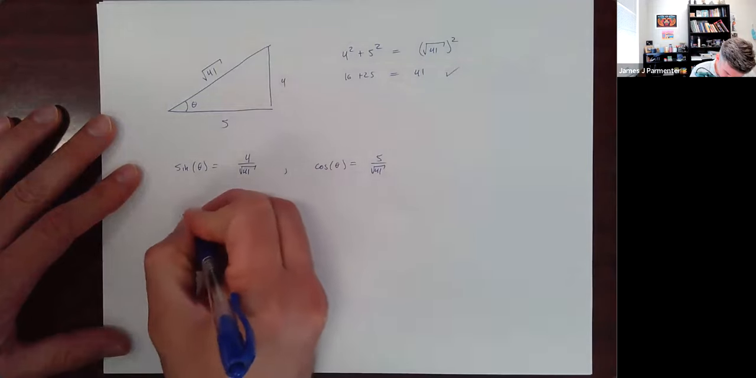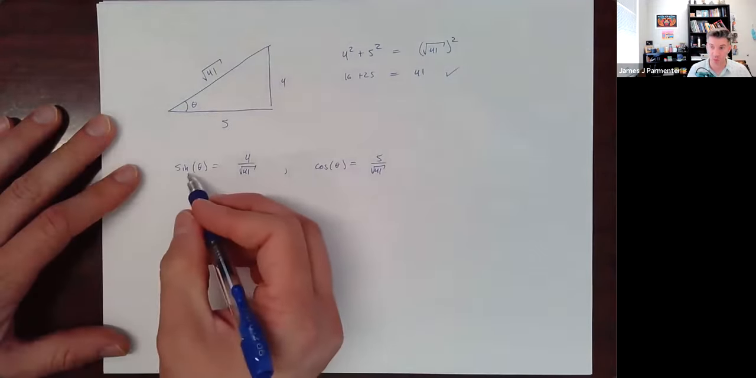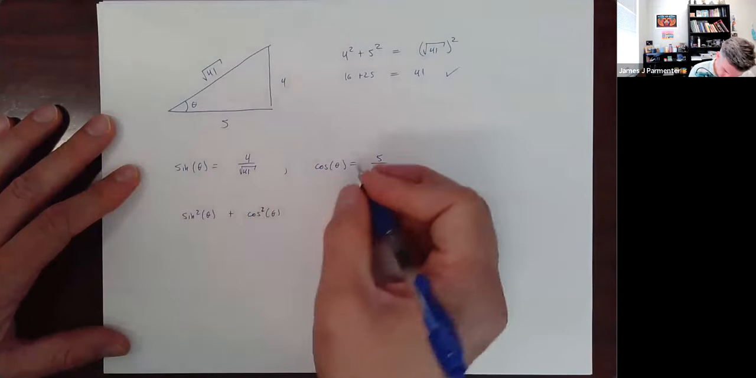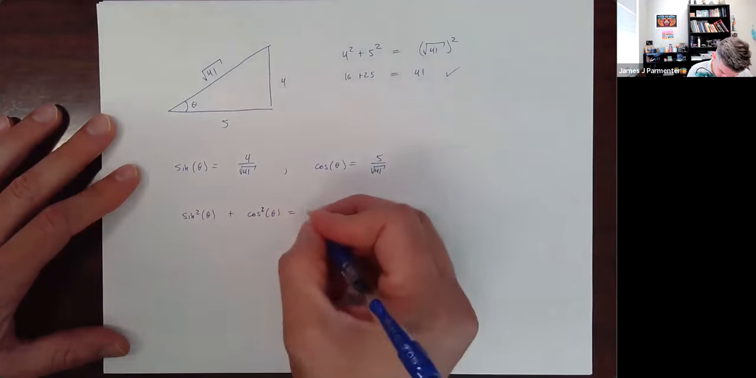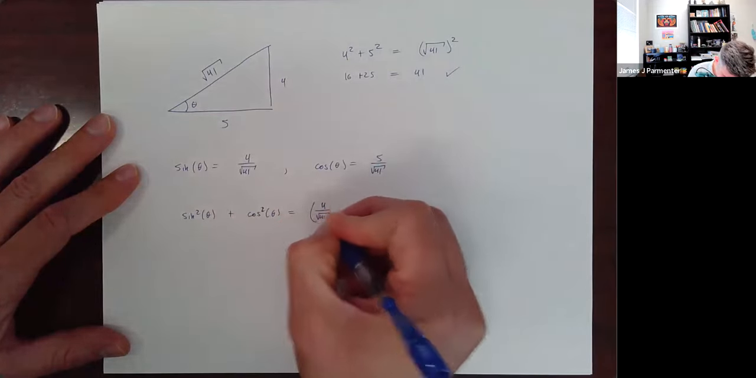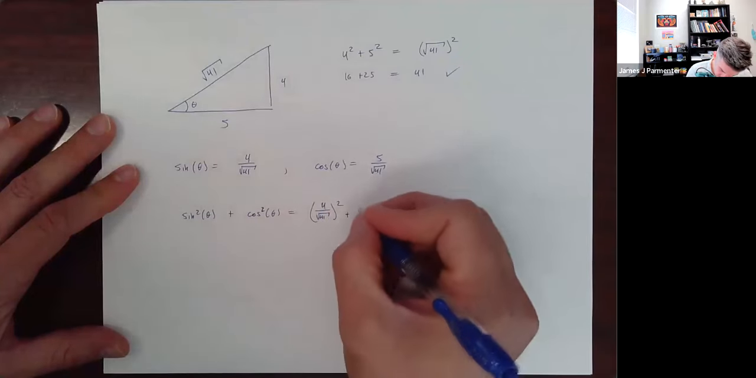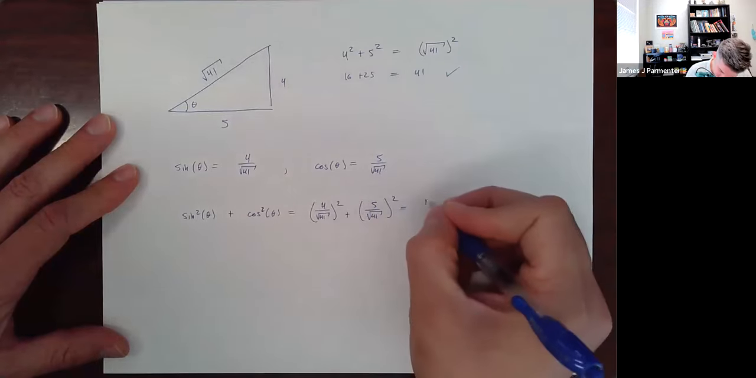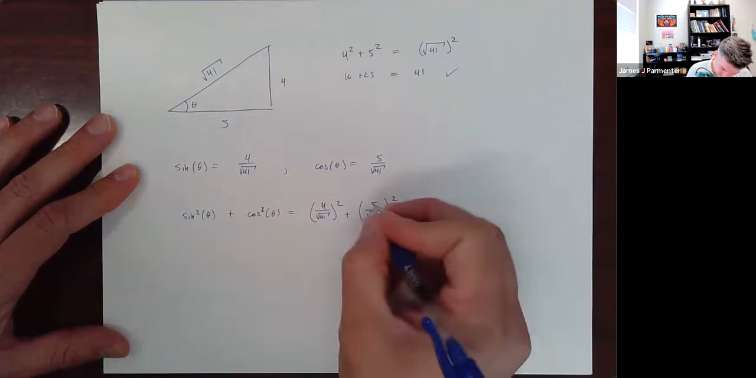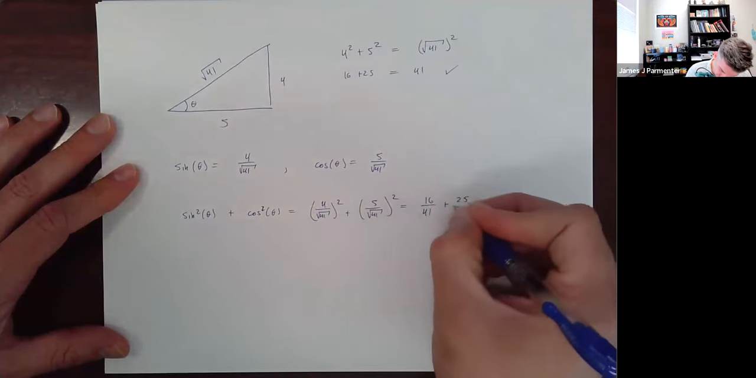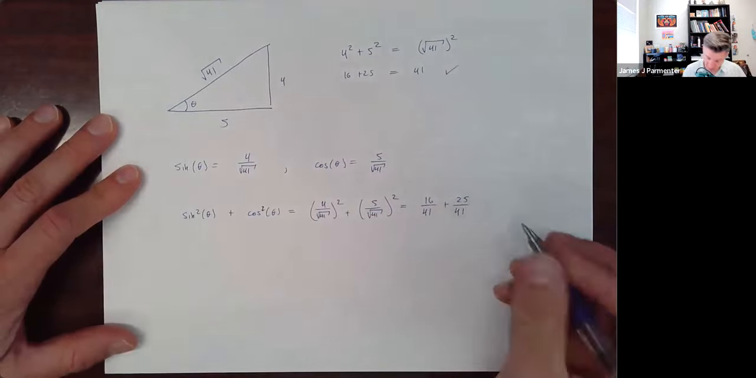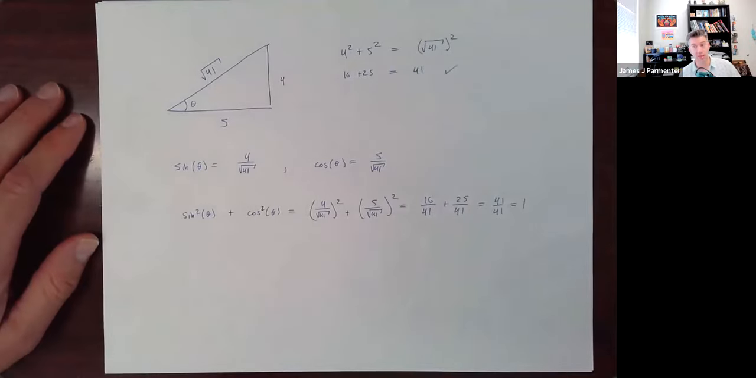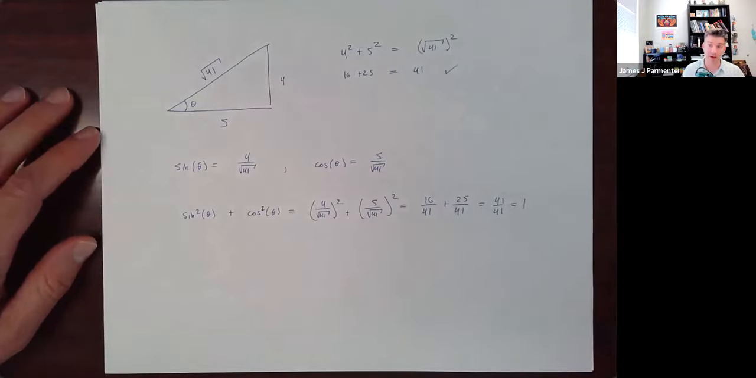So sine squared theta is just sine of theta, quantity squared. And cosine squared theta is going to be cosine of theta, quantity squared. So that's going to be this quantity here, 4 over root 41 squared. Cosine of theta is 5 over root 41. We're going to square it. And let's see, 4 squared is 16. Square root of 41 squared is 41. 5 squared is 25. Square root of 41 squared is 41. 16 plus 25 is 41. So we get 41 over 41, which is equal to 1. It's not a coincidence. It's true no matter what triangle or what angle we picked.